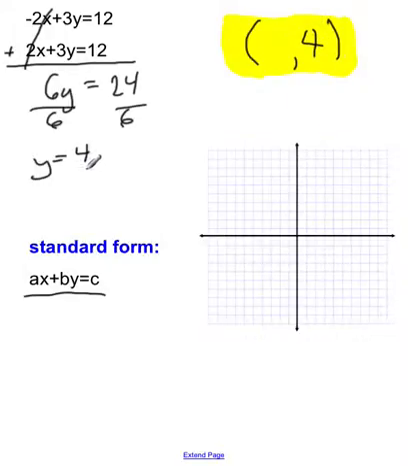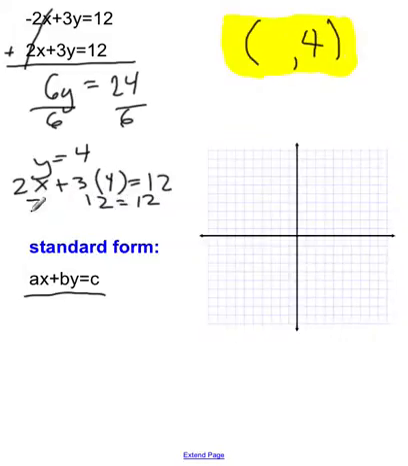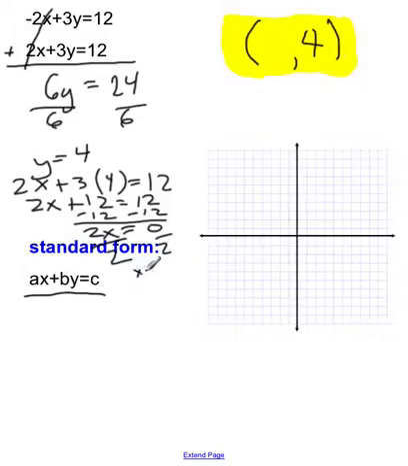So now what do I do to get the x? Well, I've got to plug it back into one of my equations. Which equation do I want to use? I think I'm going to use the positive one because there's no negatives and that might make it easier for me. So 2x plus 3 times 4 equals 12. 3 times 4 is 12. And I'm going to recopy everything else. Subtract 12 and I'm going to get 0 equals 2x. I'm running out of room here. Divide by 2. X equals 0 divided by 2, which is 0. So 0, 4 is my solution.